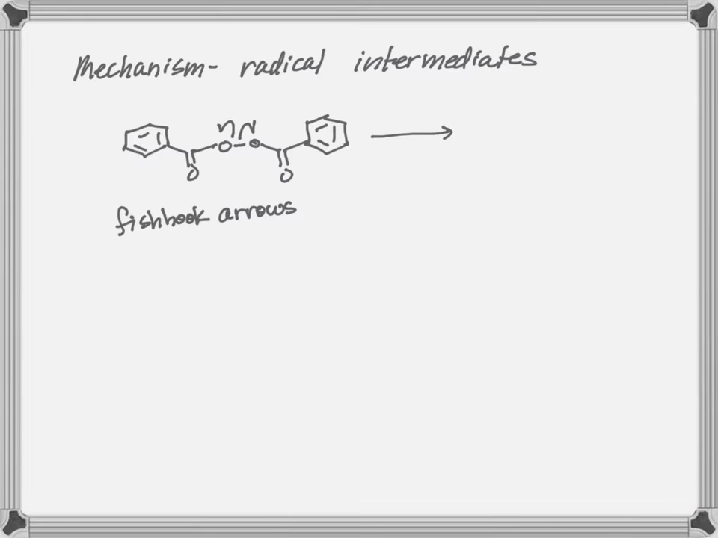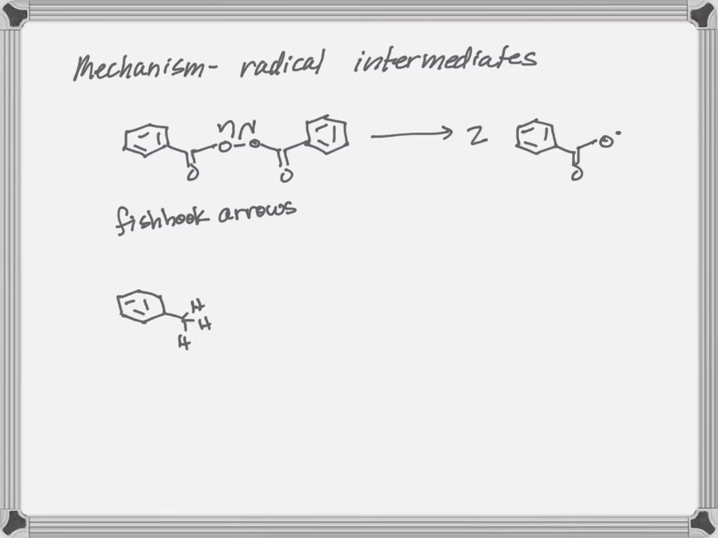The first step in the reaction is that the oxygen-oxygen bond breaks homolytically. You might remember this kind of bond breaking in Chem 241. When we showed these mechanisms, we used fishhook arrows to show that the two electrons don't go in the same direction. One electron goes to one oxygen and the other electron goes to the other oxygen. That leads us to two radicals.